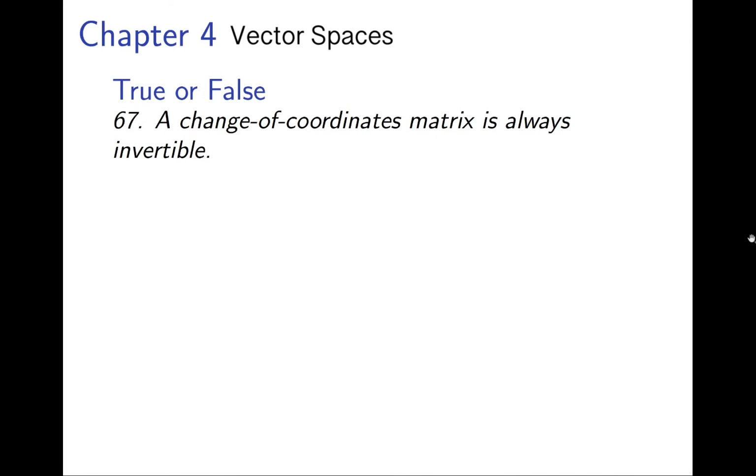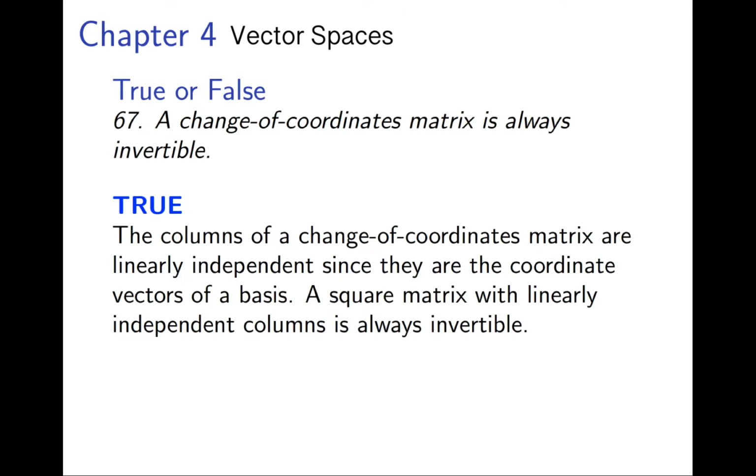Number 67. A change of coordinates matrix is always invertible. And that's true. The reason is the columns of a change of coordinates matrix are linearly independent since they are the coordinate vectors of a basis. And we know that a square matrix with linearly independent columns is always invertible. In fact, the inverse of a change of coordinates matrix is also a change of coordinates matrix.